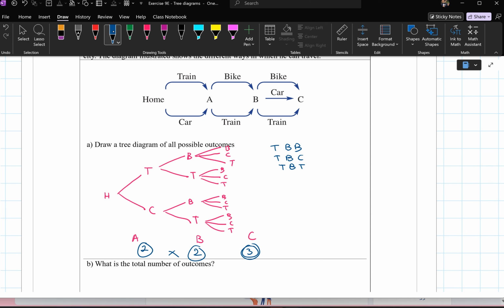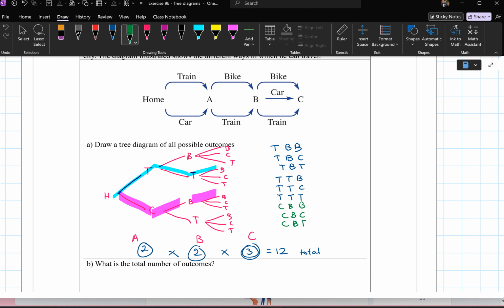Okay, so when you illustrate it, it makes it much easier to see that if you just times them all together, you should get a 12 total possible ways to get there. So you can see here I can have train, train, bike, train, train, car, train, train, train. So all I'm doing is I'm just following the tree diagram. Yeah? And you follow the next one, it's car, bike, bike. So I could have got car, bike, bike, car, bike, car, car, bike, train.